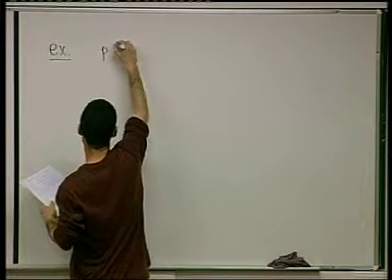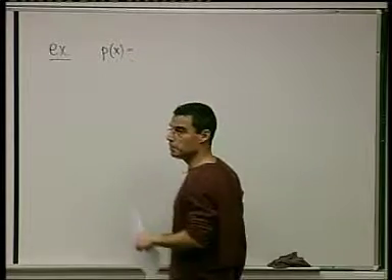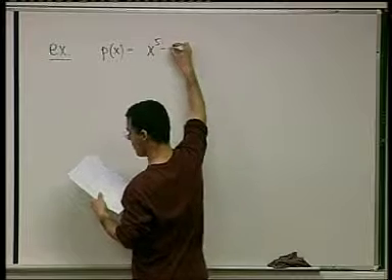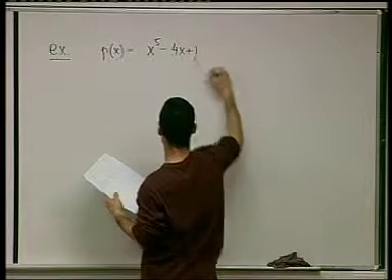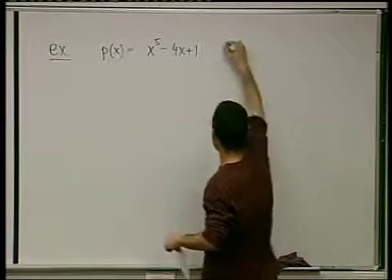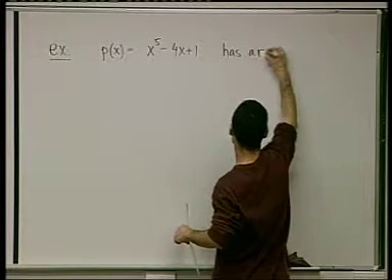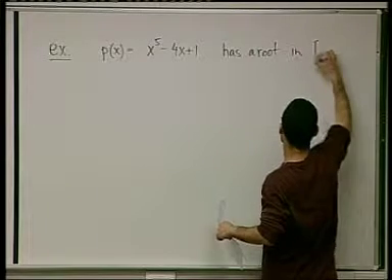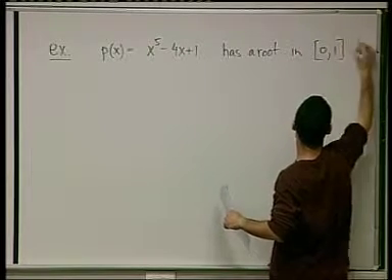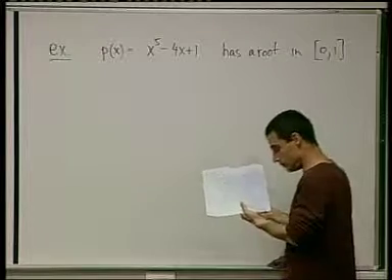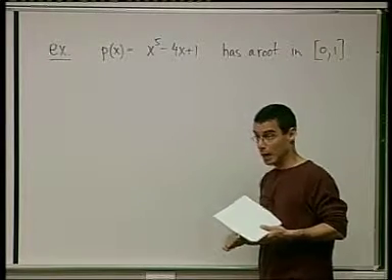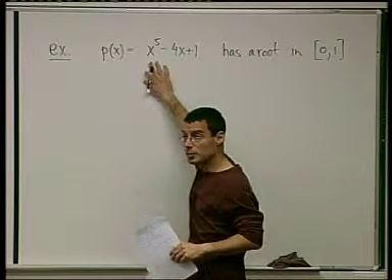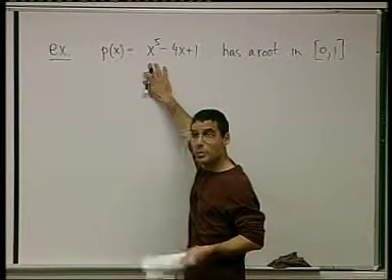P of x, I'm calling it P because it's a polynomial, x to the power 5 minus 4x plus 1, has a root in the closed interval 0, 1. Why? Well, first of all, finding roots of polynomials of degree 5 is something we don't know how to do.